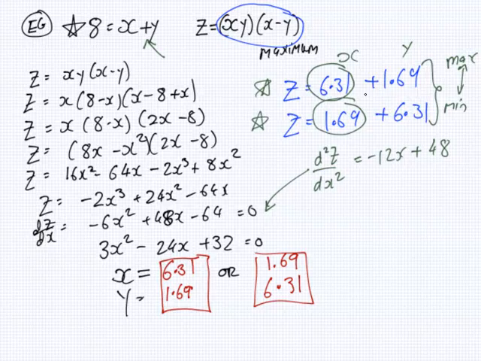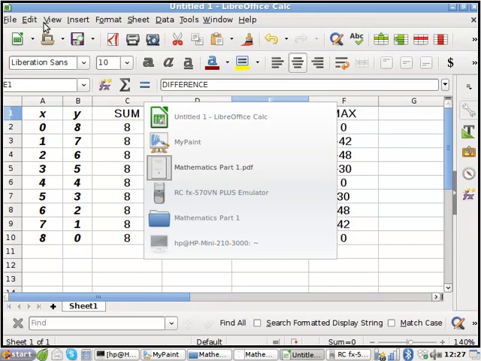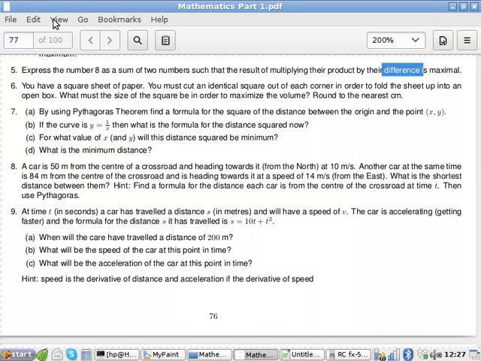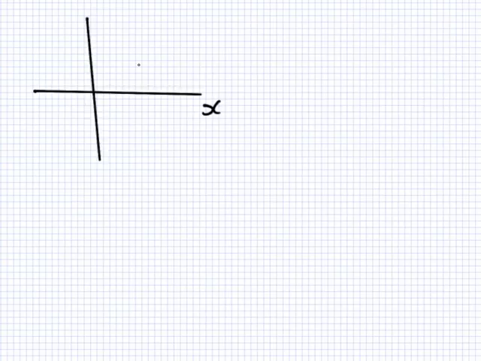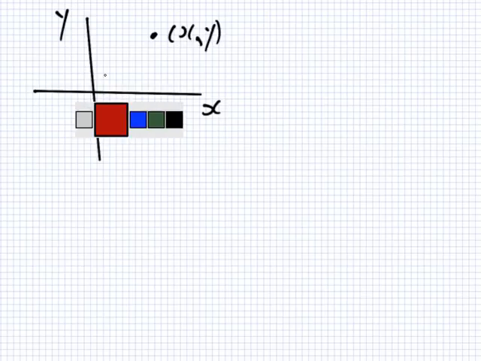Okay, let's have a look at 7. Isn't that what you said? 7, yeah. By using Pythagoras, find a formula for the square of the distance between the origin and the point xy. Okay. So, we have our xy graph. This is x, this is y, and here's the point xy. And we want the distance from the origin to this point using Pythagoras.